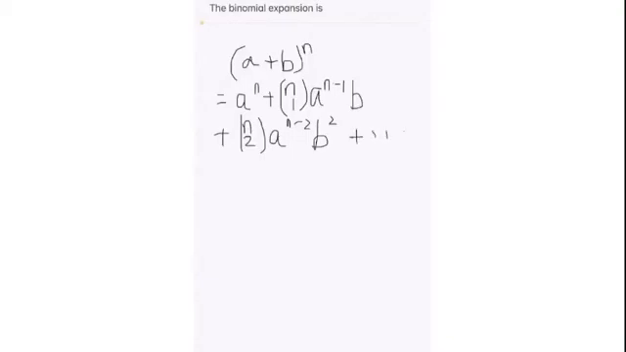A binomial expansion is another way of finding the expansion, other than Pascal's triangle. And the binomial expansion is (a + b) to the power of n equals a to the power of n plus n choose 1 times a to the power of n minus 1 times b plus n choose 2 times a to the power of n minus 2 times b squared plus, and it continues until b to the power of n. However, this method only works when n is a natural number, in which n is a member of the natural numbers.